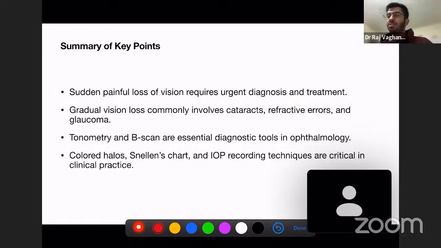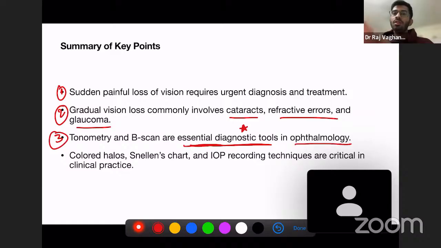Sudden painful loss of vision requires urgent diagnosis and treatment, like urgently decreasing the IOP in case of acute angle closure glaucoma. So you give IV acetazolamide, that is the urgent intervention. The gradual vision loss commonly involves cataract, refractive errors, and glaucoma, as already discussed. Tonometry and V-scan are essential diagnostic tools, the most commonly used diagnostic tools in ophthalmology. So tonometry and V-scan, we should not forget.